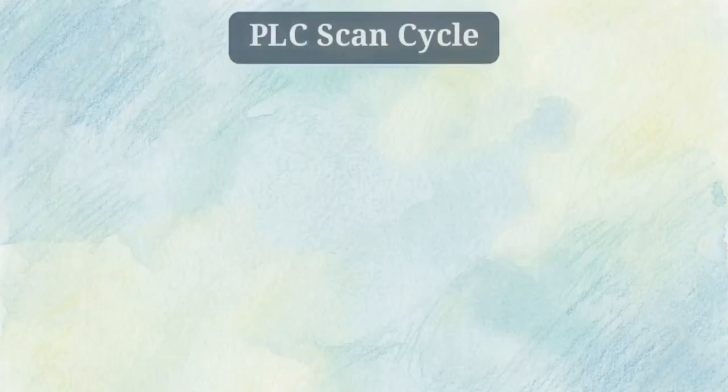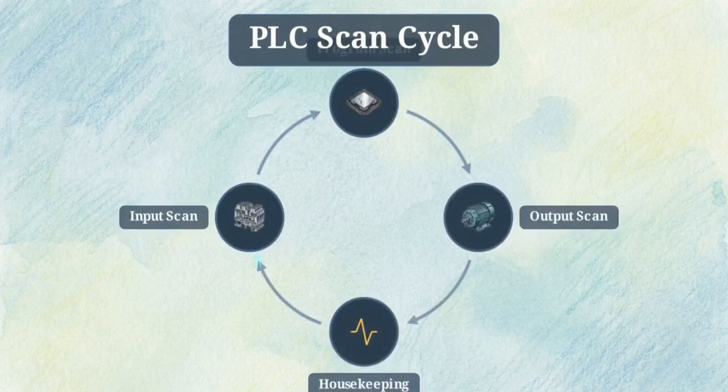Press a start button on a factory floor, and instantly, a massive industrial motor kicks into high gear. That reaction feels instantaneous to us, but it is actually the result of a strict, highly structured loop called the PLC scan cycle, executing continuously in the background.